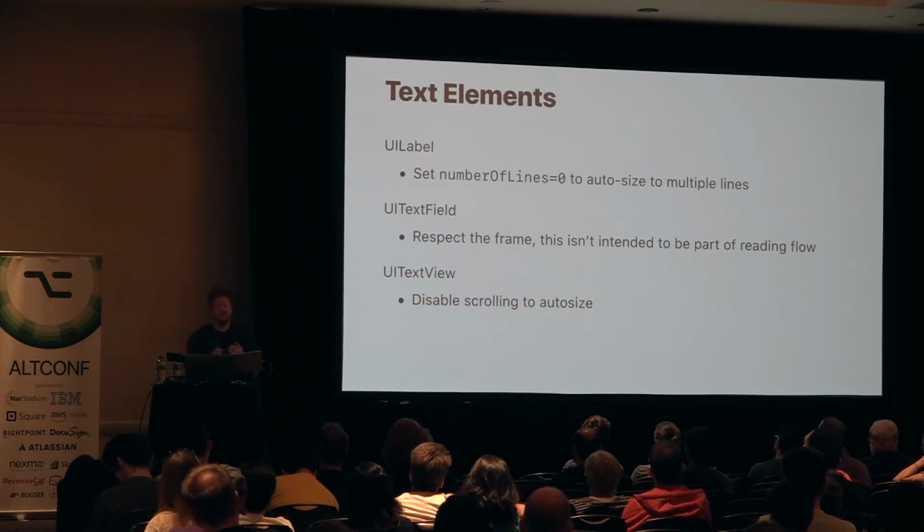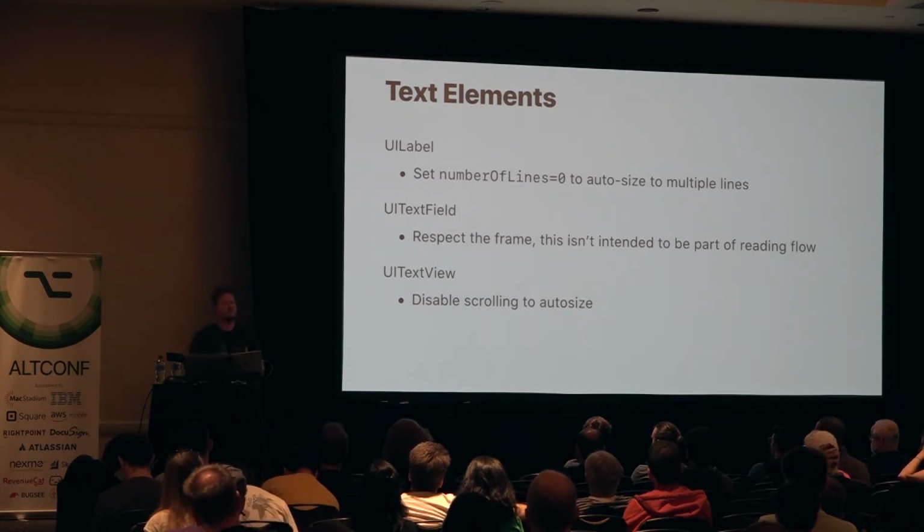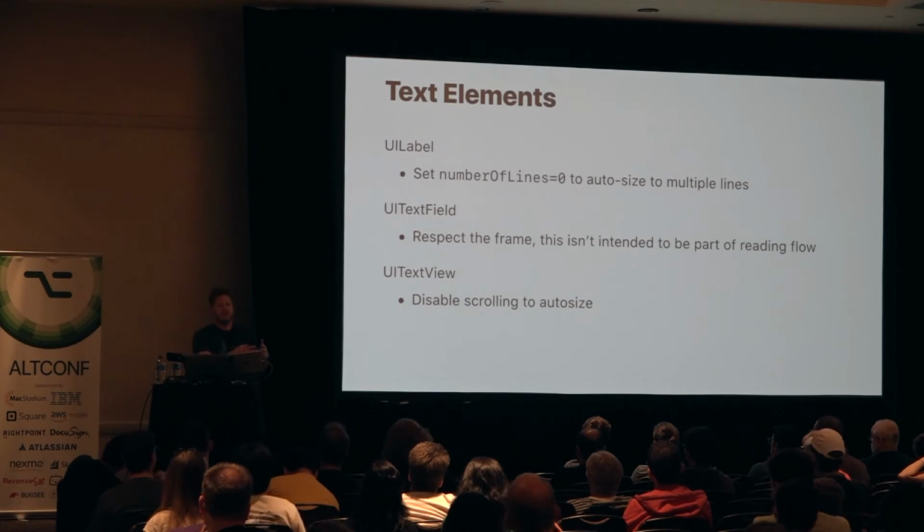With the label, as we mentioned before, you need to set the number of lines to 0. With UITextField, since it usually has like a focus ring around it, you don't necessarily want to do the baseline to baseline alignment. It's not really meant to be part of the reading flow, but it will support that, and you definitely should, because as somebody with low vision, having a hard time seeing what you're typing in is one of the bigger frustrations there is.